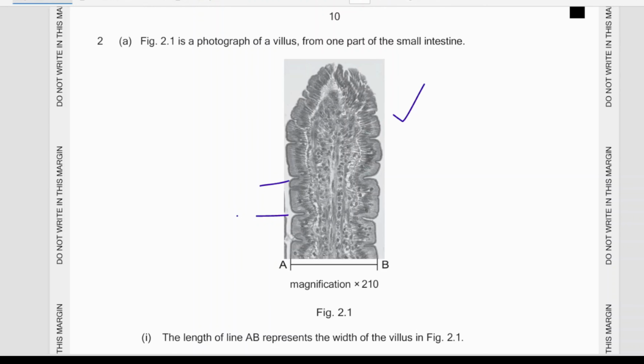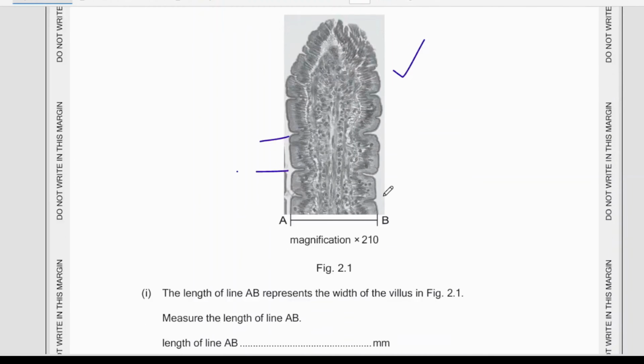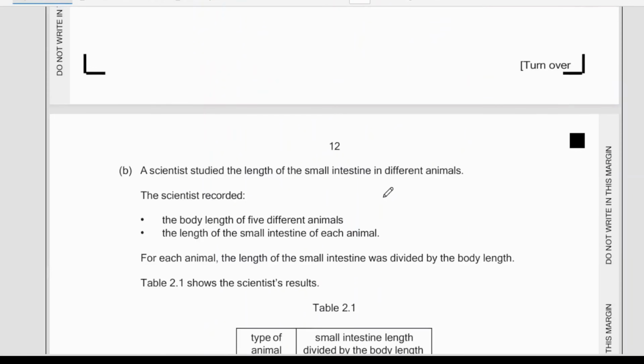Okay, which has more black dots? One or two? Two. Two has more. Two differences are enough. Okay, let's move to the next.